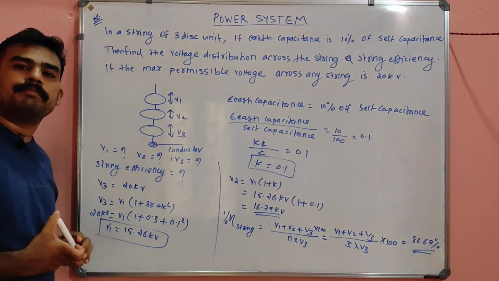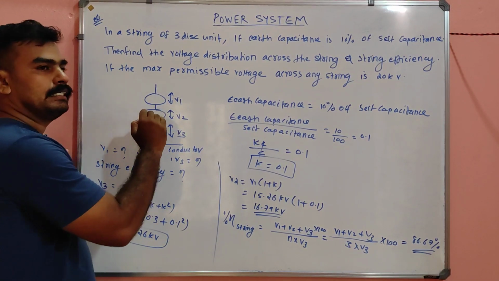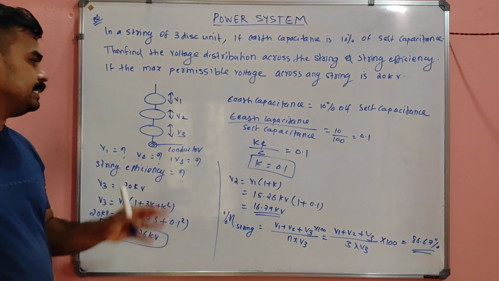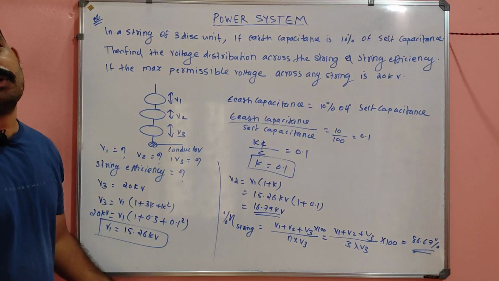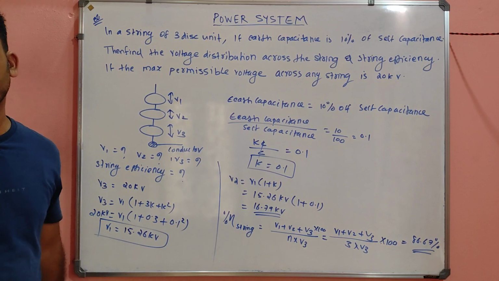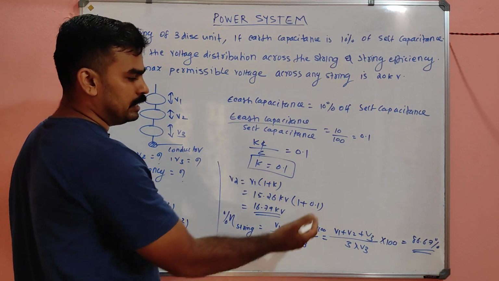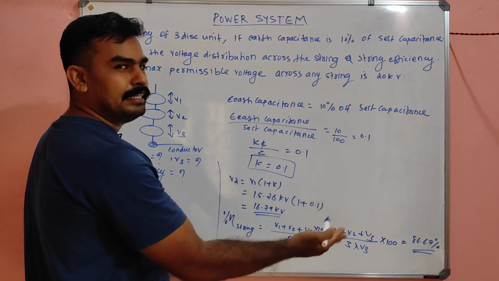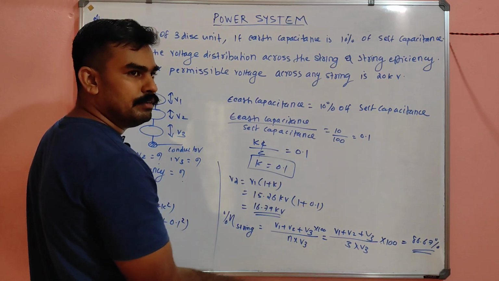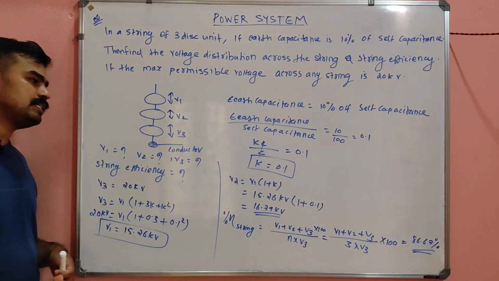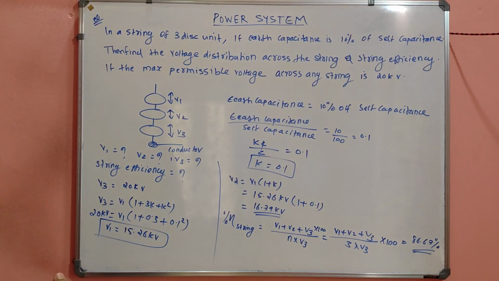The string efficiency will be 100% when each disc equally distributes the voltage. In practice, that will not happen, because that is an ideal case. In that case V1, V2 and V3 will be equal, so V1 plus V2 plus V3 is 3V divided by 3 into V. The 3 and 3 cancel, and you get 100% efficiency. So is it clear? This is how you solve a problem regarding string efficiency.